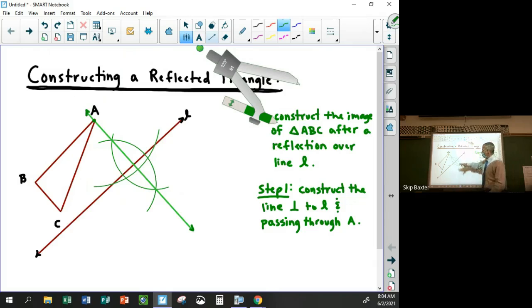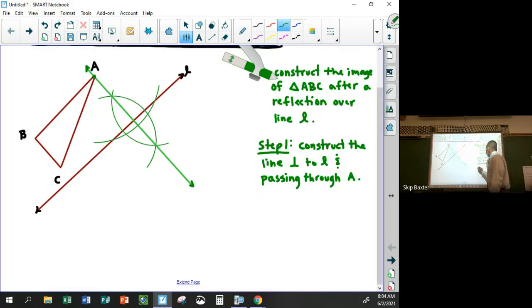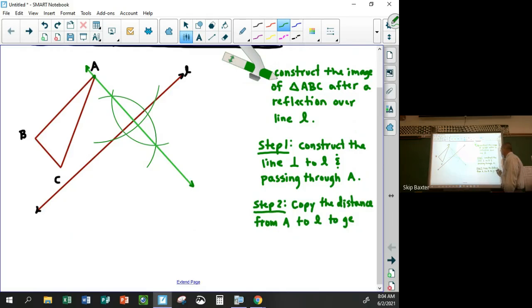Okay, step two is to copy this distance from A to L, and then copy it over to here to go from L to A prime. Because we know that not only does the image of A have to go perpendicularly to L, it also has to go across it the same distance, right? So that's step 2. Step 2 is to copy the distance from A to L to get the location of A prime.